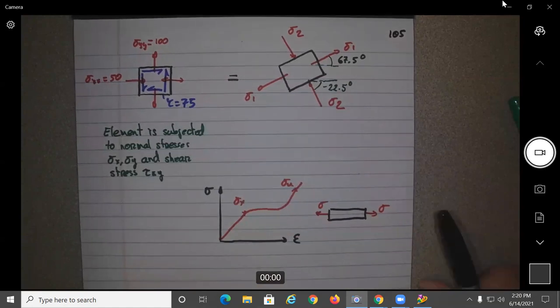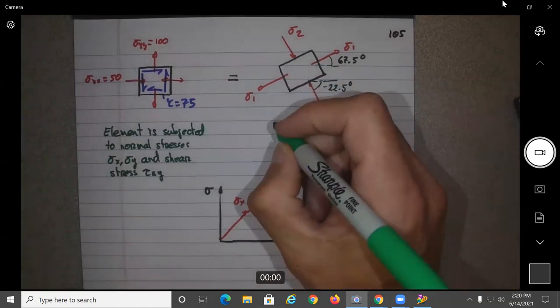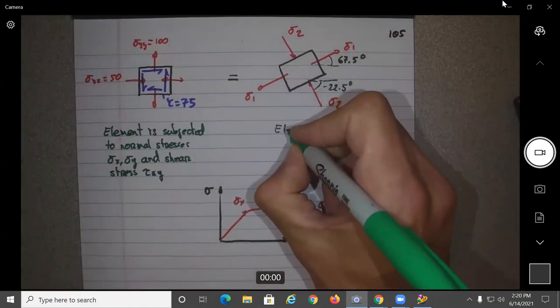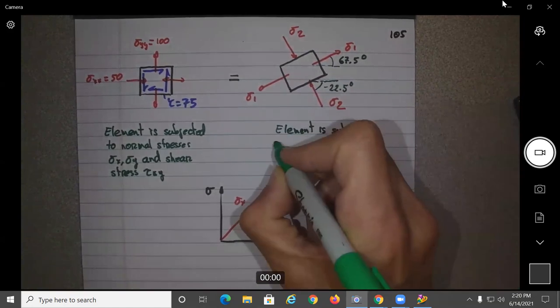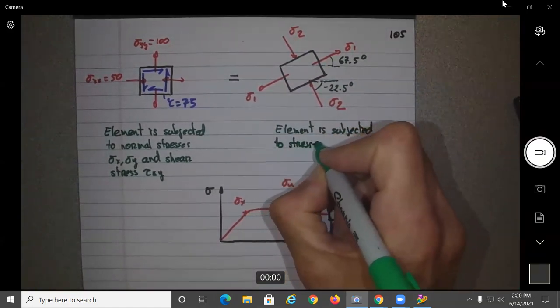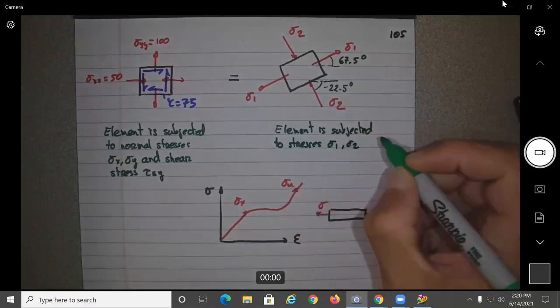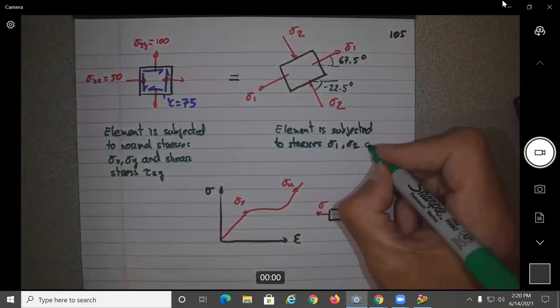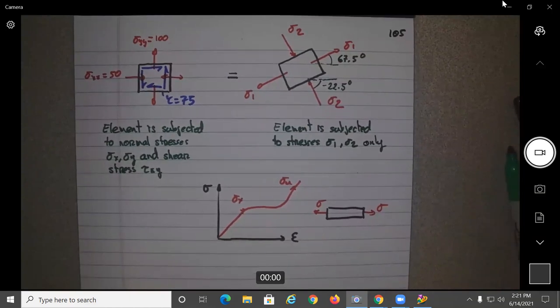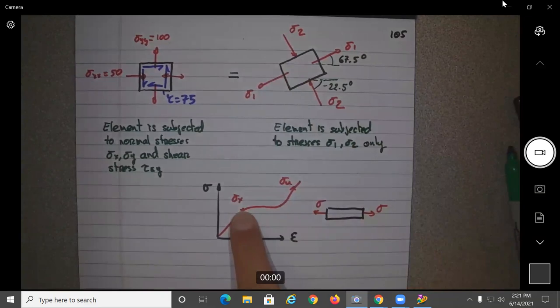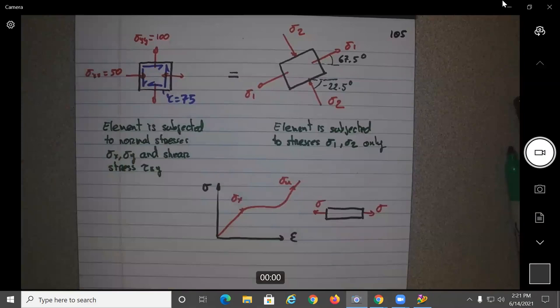We get here, and now we're going to get here. So here the element, in this case, is subjected to stresses sigma one, sigma two, which are unidirectional only. So now what can you do? Depending on the design, you can take either the maximum or the minimum of these and compare with one of these values, for your design to find out if it's safe or not. But it would not be safe to take the sigma x over here or the sigma y if your loading is complex.